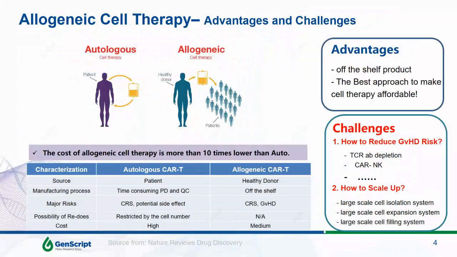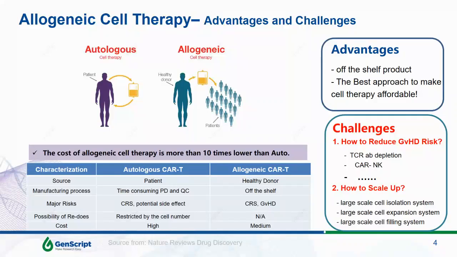So we all know that the advantage of allogeneic cell therapy is the affordable price and the short delivery time due to the off-the-shelf property. However, the challenges remain. Thanks to those top scientists, we already know how to overcome GVHD for allo by performing TCR alpha beta depletion or using another type of cells like NK.